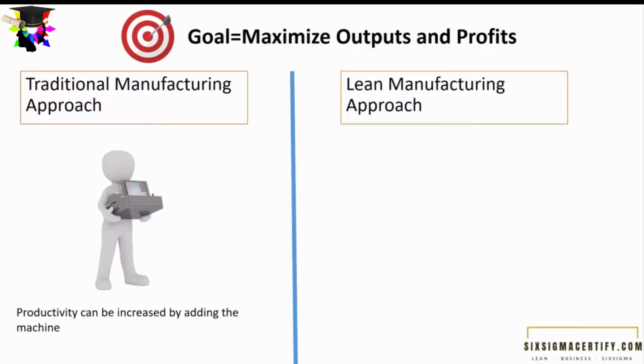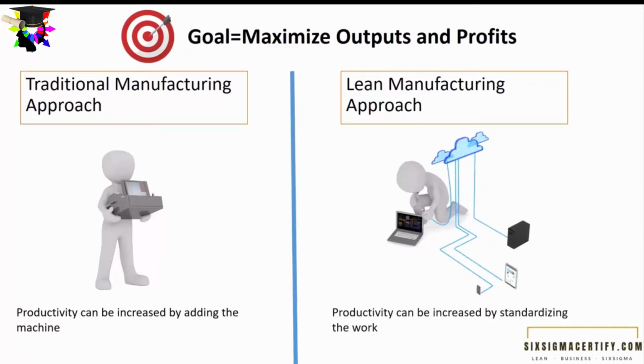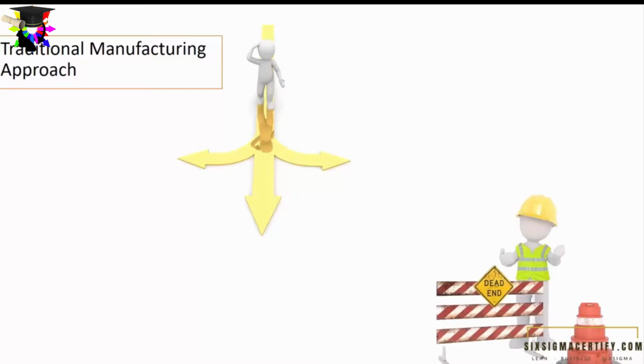The traditional manufacturing approach believes that productivity can be increased by adding machines. And the lean manufacturing approach believes that productivity can be increased by standardizing the work. Standardization is the process of documenting the correct sequences of the work for the maximum profitability, customer experience, and maximization of the outputs. So, in the traditional manufacturing approach, there is a lot of dilemma regarding selection of the right process, people, and raw material. These all may result in the dead end of the business.